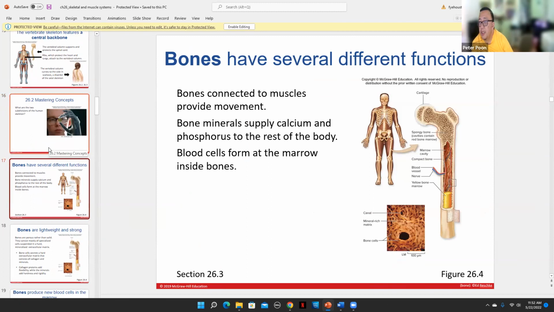Bones are connected to muscles and provide movement. Bones and minerals supply calcium and phosphorus to the rest of the body. And the last thing is the bone marrow. The middle of the bone is hollow and has bone marrow. The bone marrow provides blood. That's where the blood is actually made.